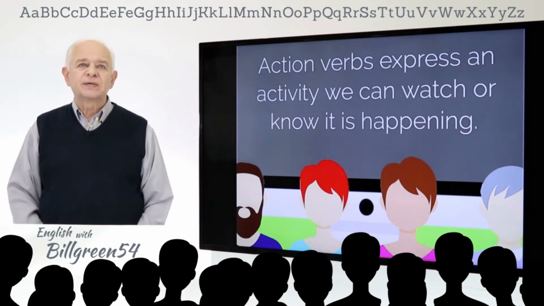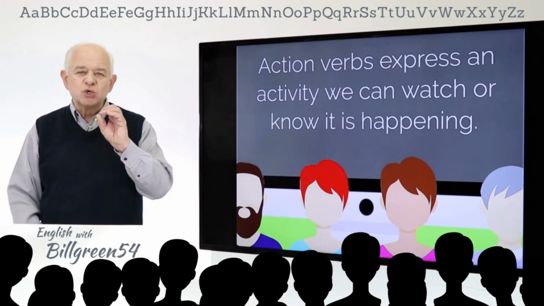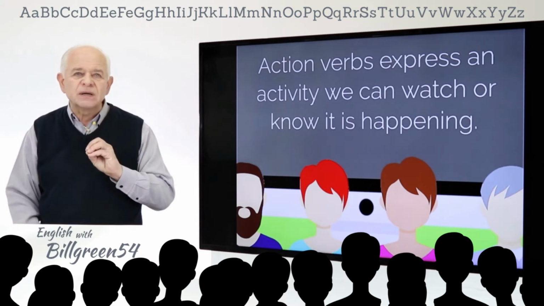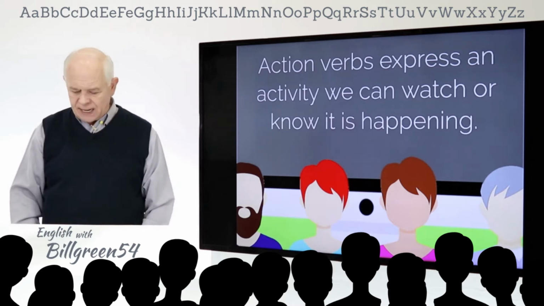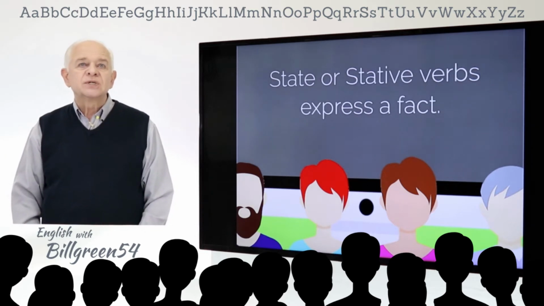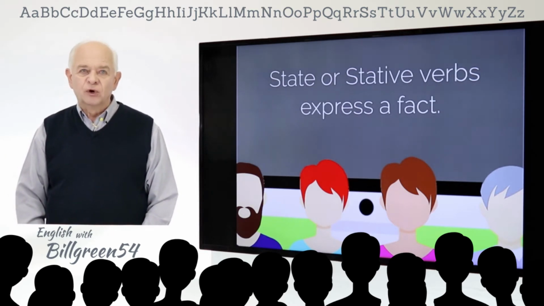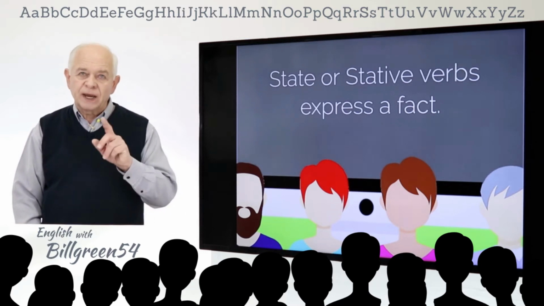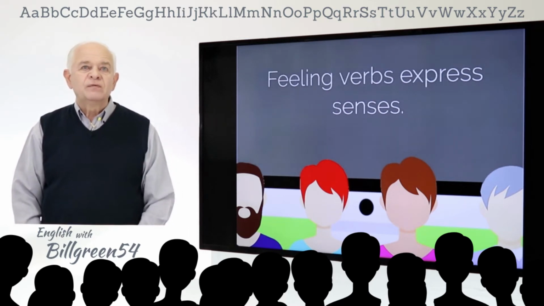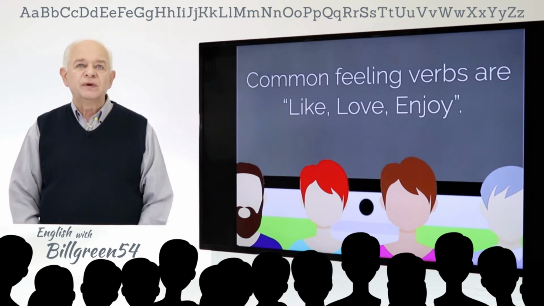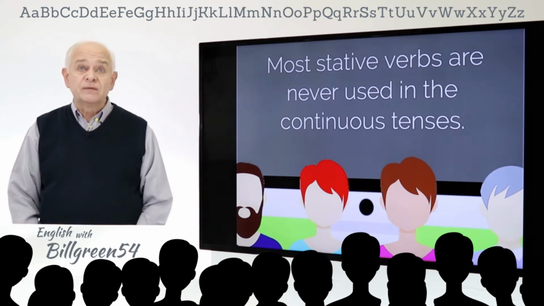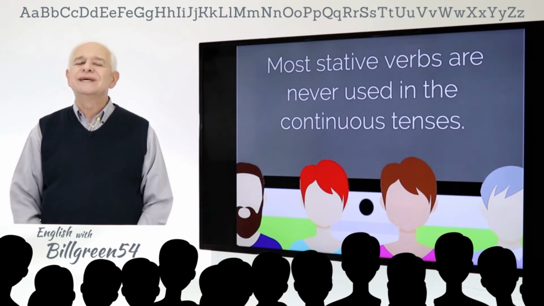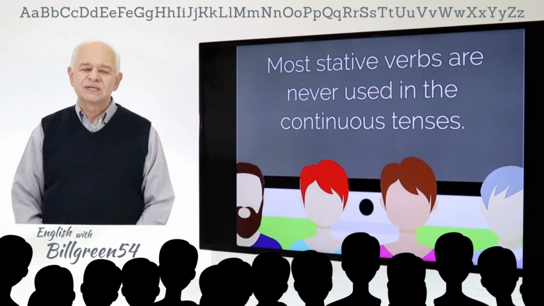Action verbs express an activity. We just talked, and usually you can see it. Yes, you can see something happening, someone running, somebody walking, something like that. State or stative verbs, again, express a fact. Feeling verbs express senses. Common feeling verbs are like love and enjoy, right? Most stative verbs are never used in the continuous tenses.